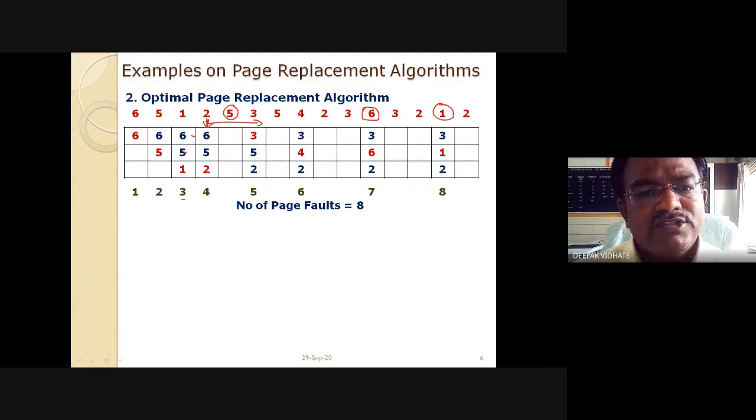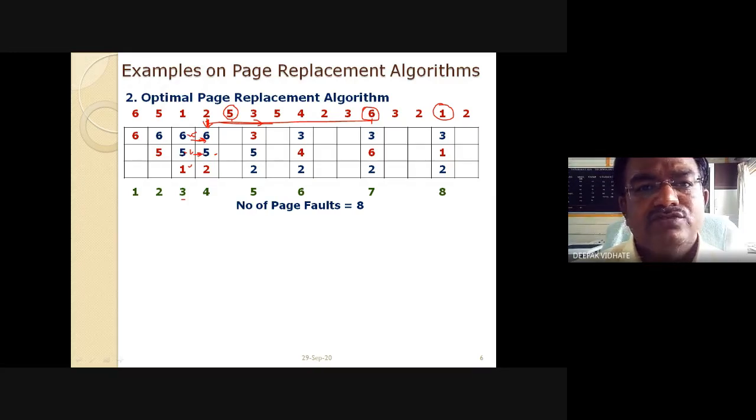So when the reference is made to 2, and I have to decide which page out of 6, 5, 1 is to be replaced, I will look into the future from page number 2 onwards. So I will find that yes, 5 is required immediately. So 5 will be placed here as it is. Then after 5, 6 is required, so 6 is placed as it is. Then 5 is placed as it is.